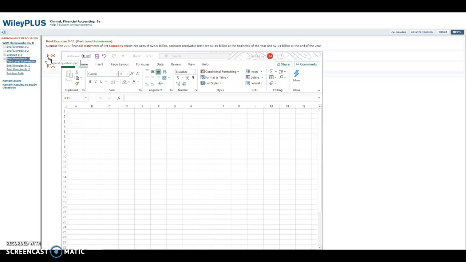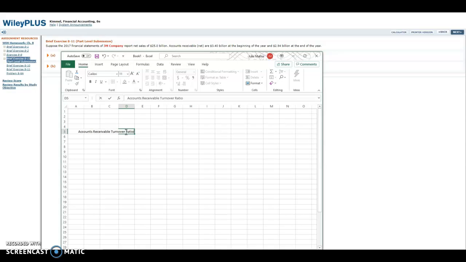Level 1 wants us to find the accounts receivable turnover. This is the ratio that analysts use to assess the liquidity of receivables. So I'm going to write that down: accounts receivable turnover ratio. That's what we're trying to find. The way we're going to find this is by first looking at our net sales, which is $25 billion.